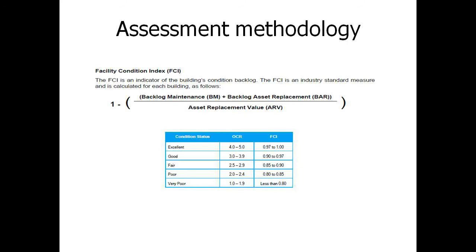And the facility index methodology then, as I've shown here, if the rating achieves a 0.97 to 1, then we can consider that excellent. If it's only achieving a rating of less than 0.8, which means that 20% of the building is in a pretty bad state of condition, it means that then the building is very poor.